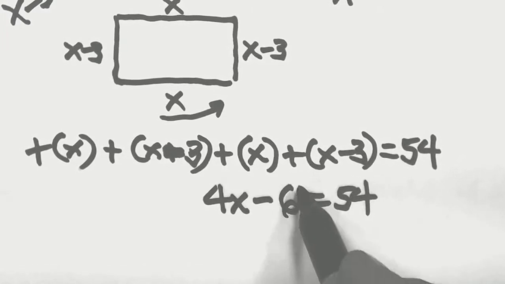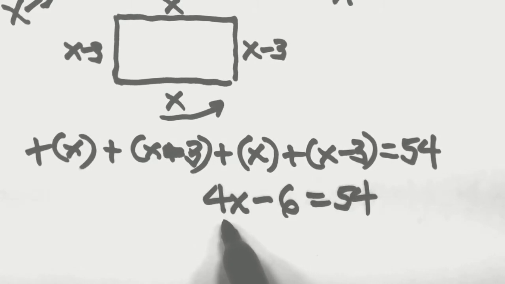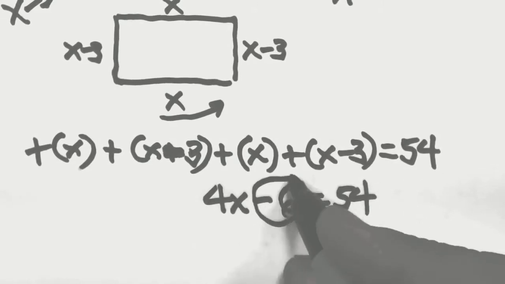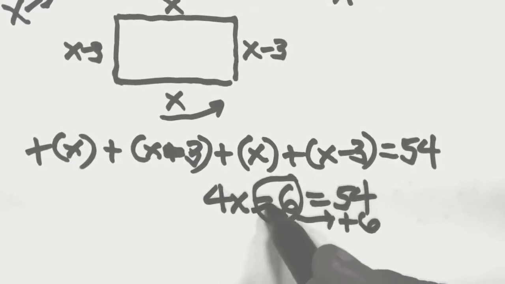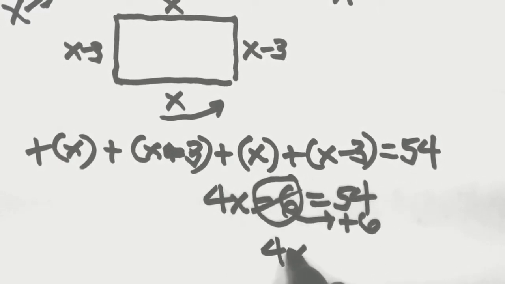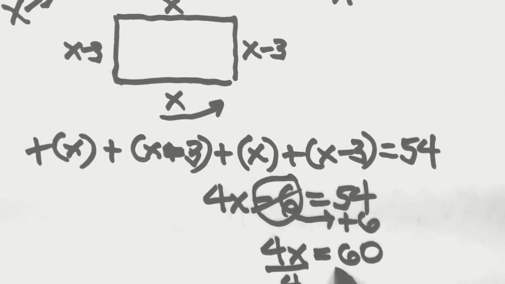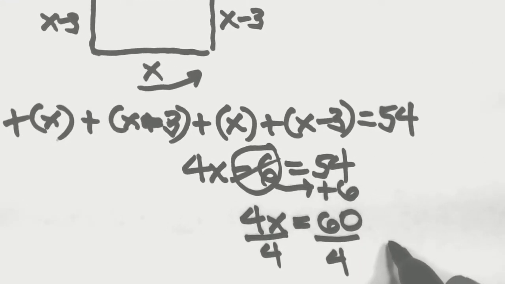Now, as usual, what we have to do is anybody that's on the wrong side, move them. The 6 is a plain number. We only want variables on the left, so the negative 6 has to be moved. We jump him over as positive 6, and I end up with 4x equals 60. Divide both sides by 4, and we get x equals 15.